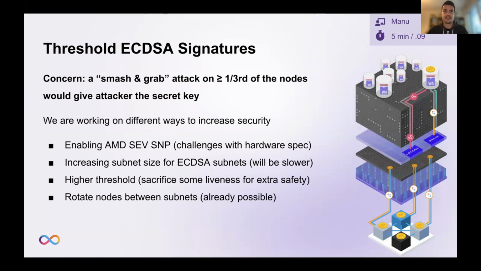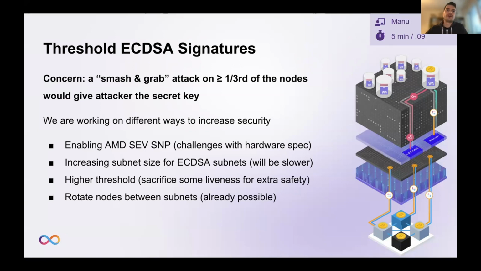Another thing that we want to do is increase the subnet size for an ECDSA subnet. It's still true that if you break into more than a third of the nodes at the same time, you can steal the key. But if we make that number bigger, then a third of the nodes is a large amount that we can say is sufficiently secure. Of course, adding nodes is more computationally expensive, so that's a downside of this approach. The other challenge is, again, the lead time of hardware. The more nodes you want to bring on, you always have to think about the delay.